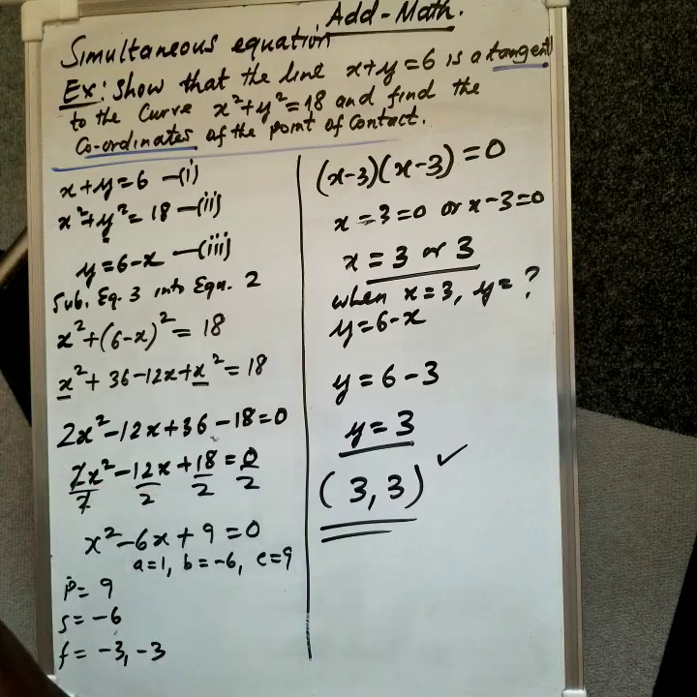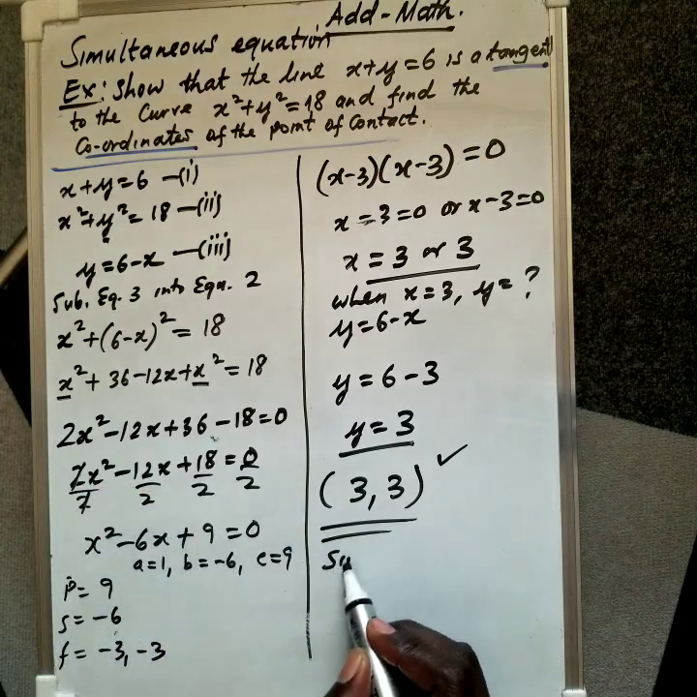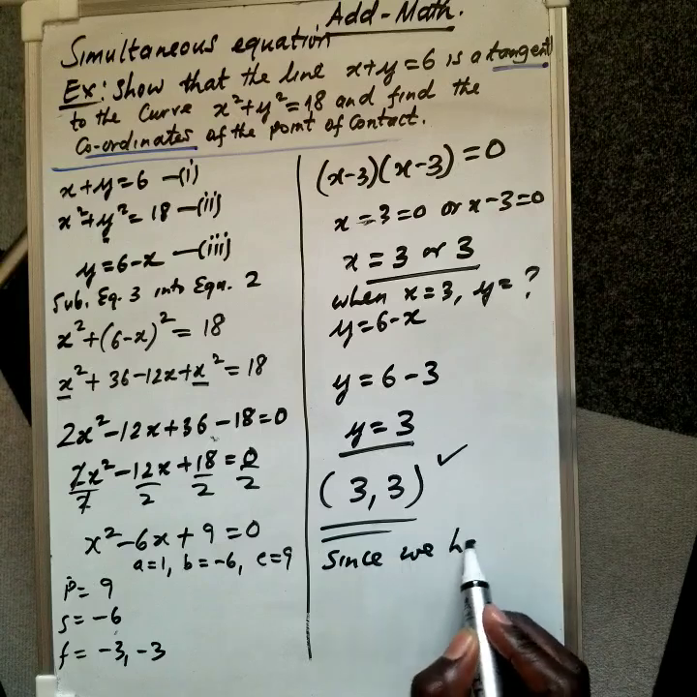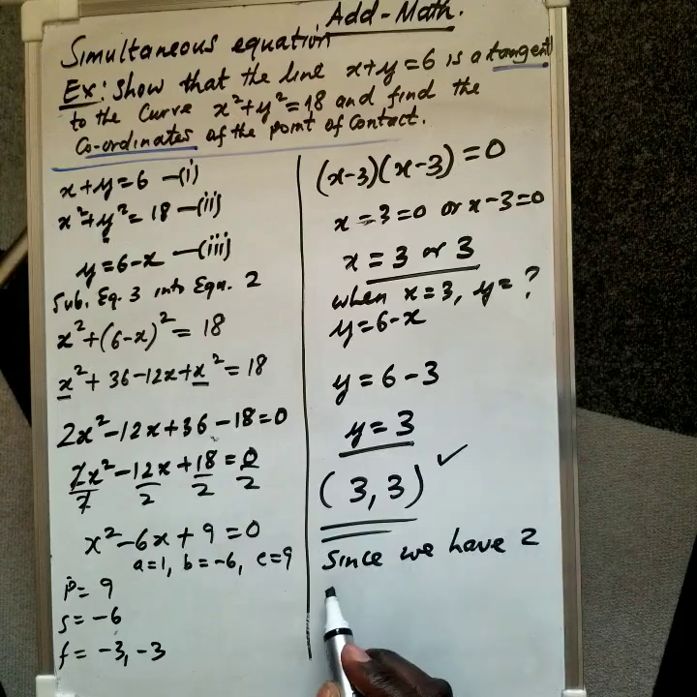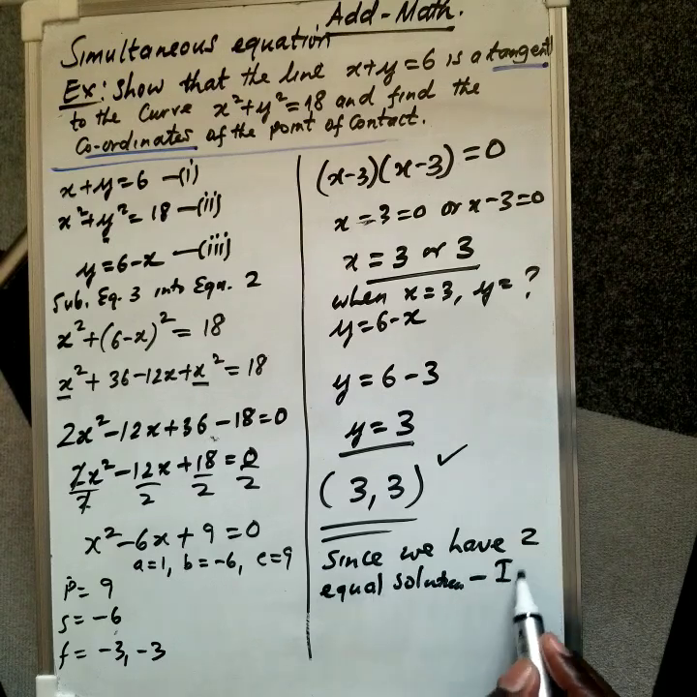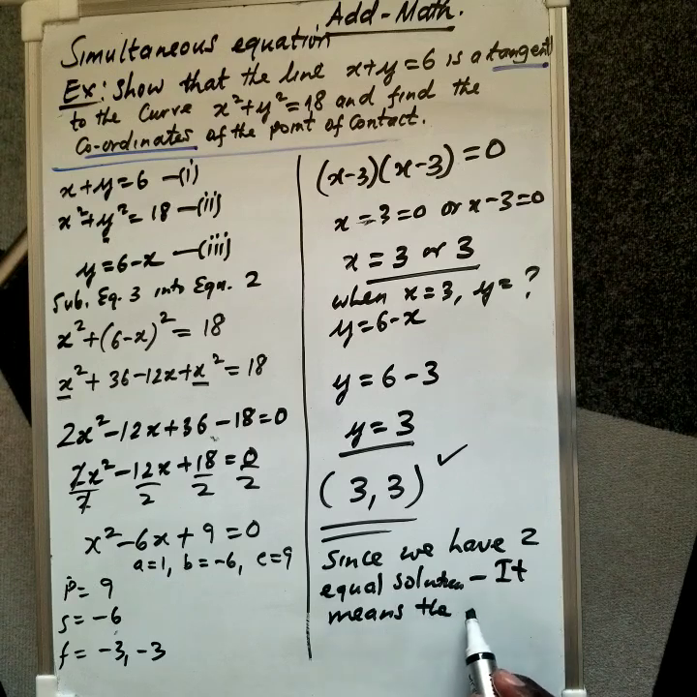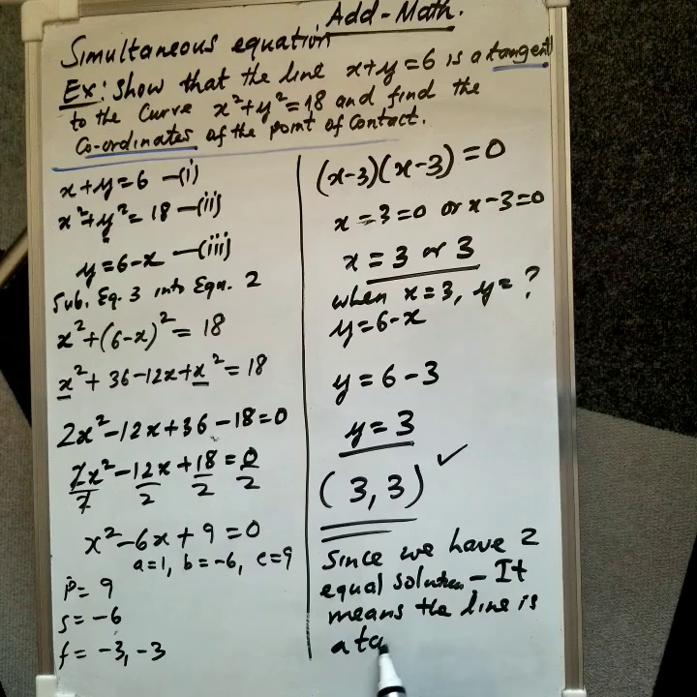So what is the conclusion then? The conclusion is that since we have two equal solutions, it means the line is actually a tangent to the curve. So that's the meaning of this. That's the geometrical meaning of that.